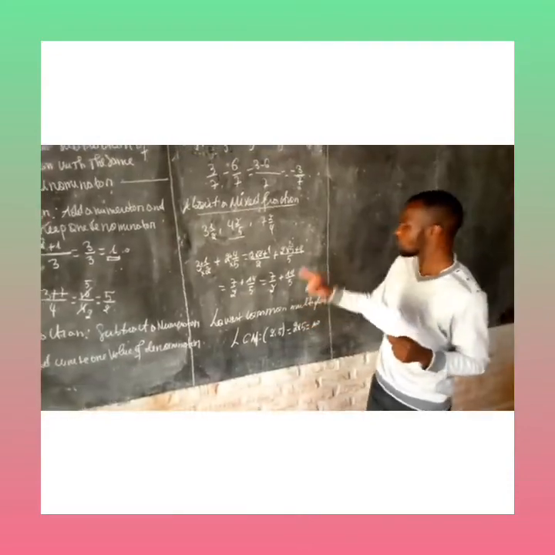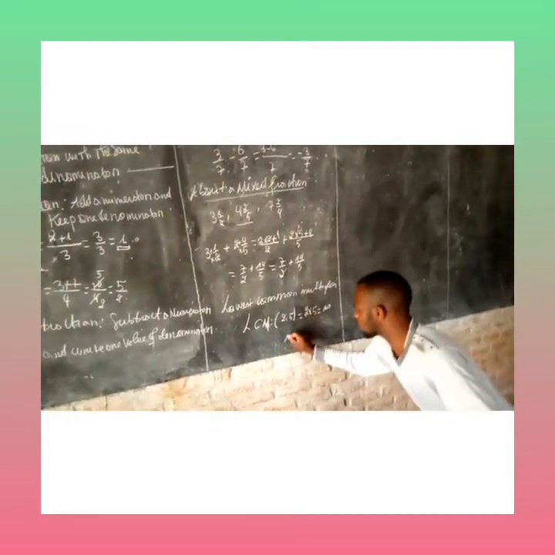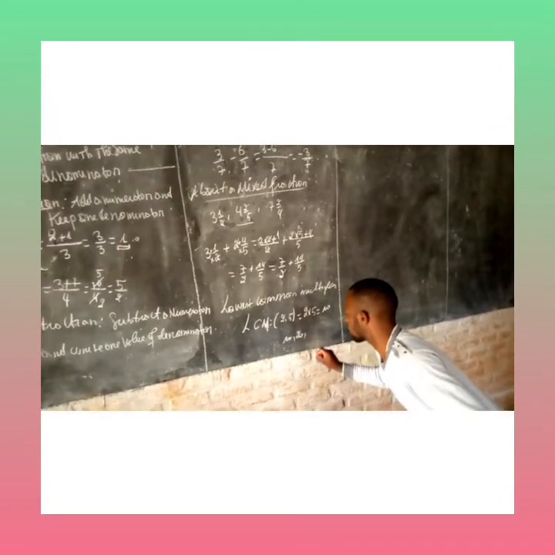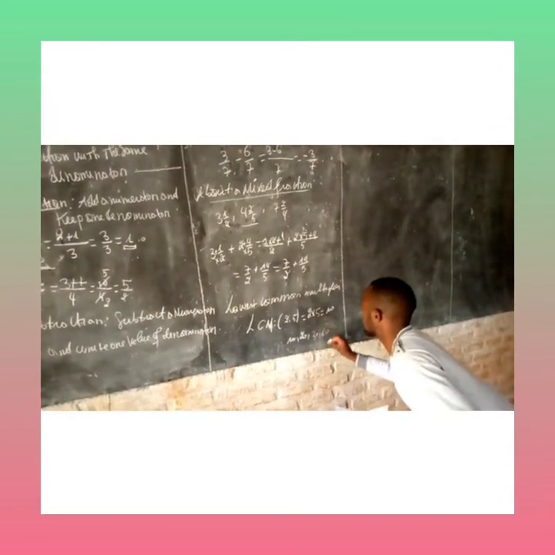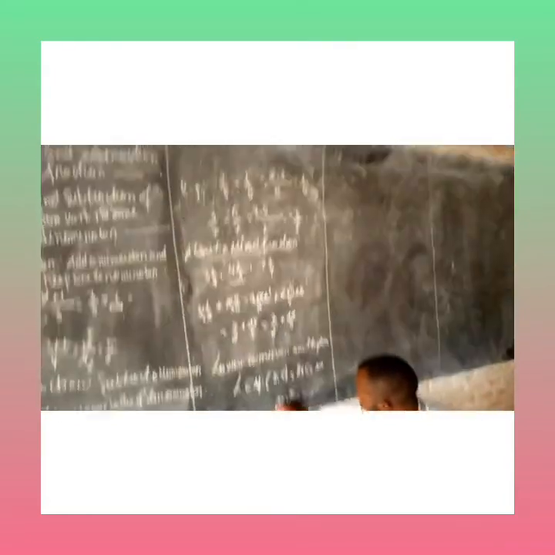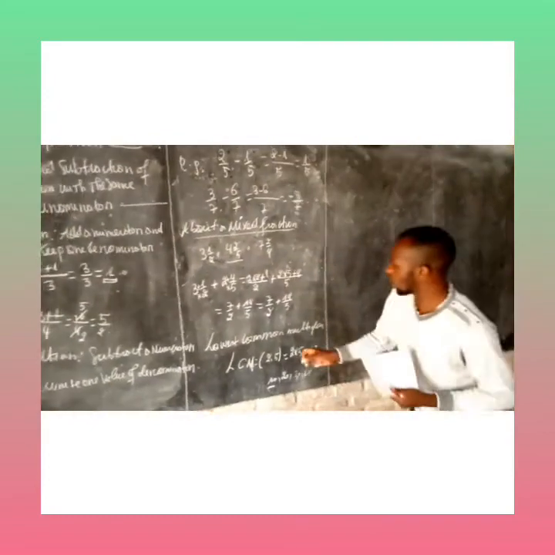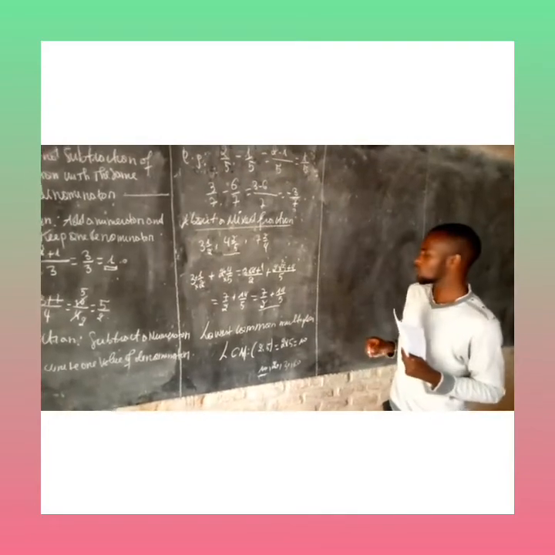So here we have different possible values which can be divided by 5 and 2. You have 10, you have 20, you have 30, you have 60, and so on and so on. Means that the lowest value which can be divided by 5 and 2 is equal to 10. Now you have to use this lowest common multiple to find the addition of 2 fractions.